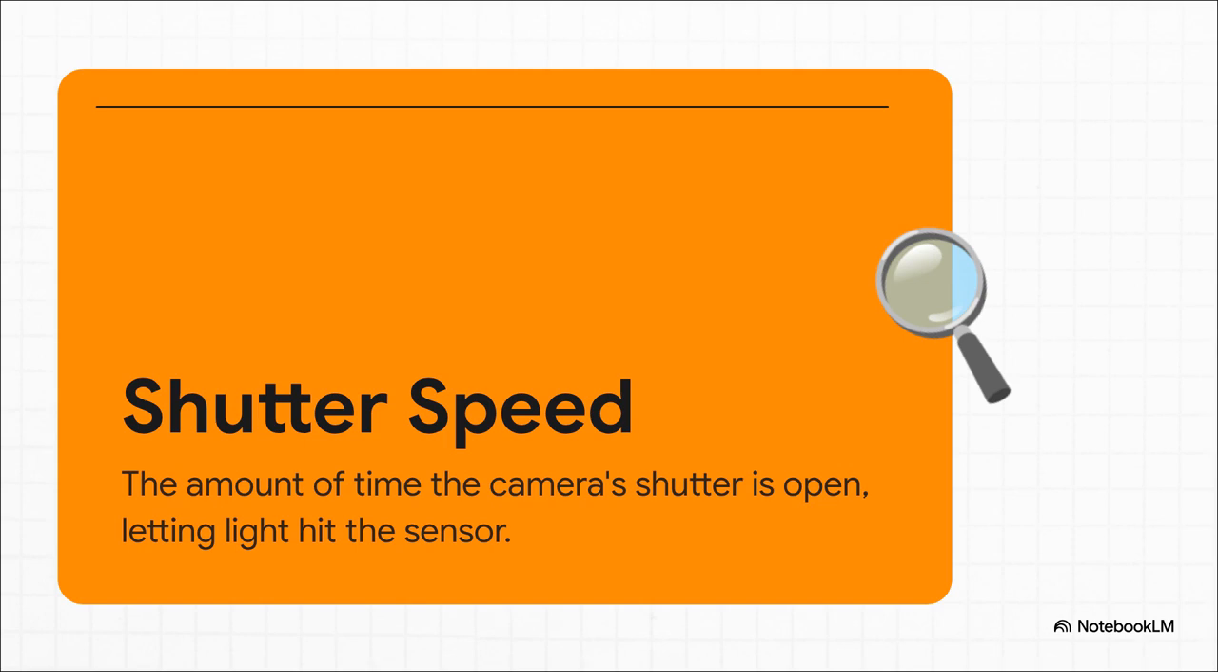There's a little curtain inside your camera, right in front of the sensor. Shutter speed is just how long that curtain stays open to let light in. Is it open for a tiny fraction of a second, like a blink? Or is it open for a few whole seconds? That single choice will completely transform how movement looks in your photo.